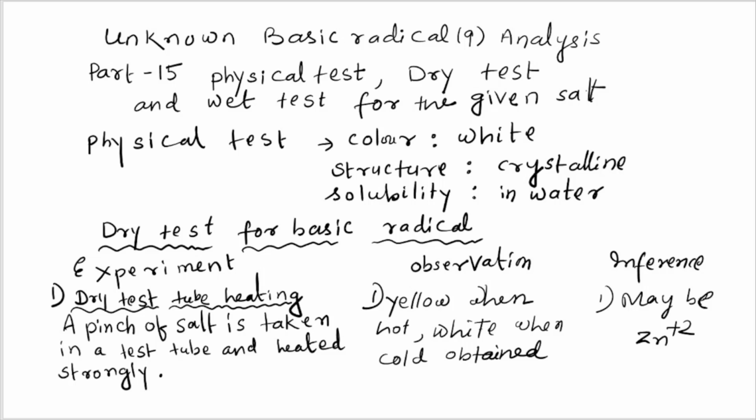I am going to explain the unknown basic radical 9, and that is the salt analysis. In salt analysis for basic radical we have to see first the physical test, then the dry test, then come to the wet test. Wet test means confirmatory test.